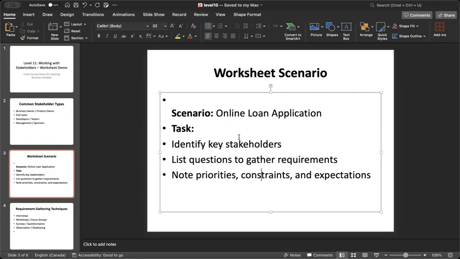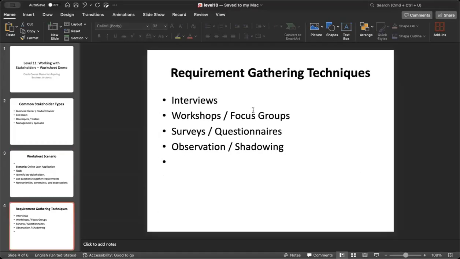Okay, so requirement gathering techniques. Some common techniques are interviews, workshops or focus groups, surveys, questionnaires, observation, and shadowing. Using the right technique helps you gather complete and accurate requirements. Okay, so we'll practice all the required scenarios for these requirement gathering techniques.